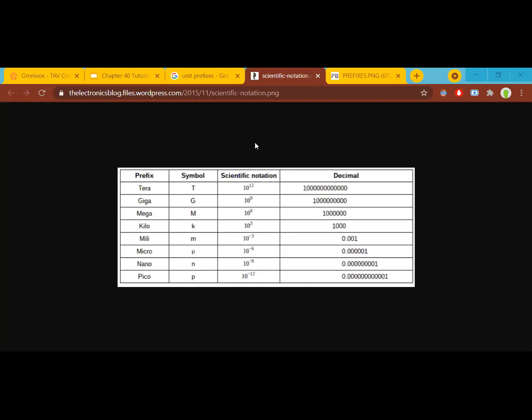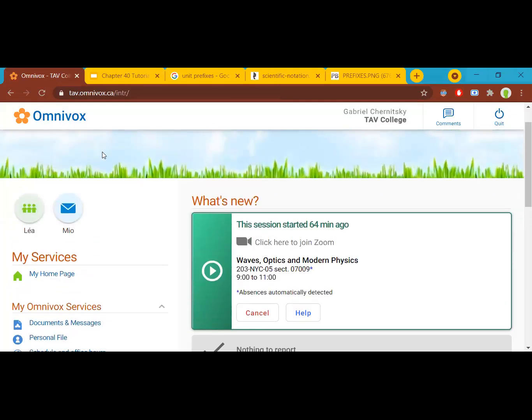If you keep studying physics and chemistry, you're going to save a lot of time if you can look at a unit and know exactly what it is in scientific notation. Having said all that, I'm just going to jump into the tutorial for today. It's already up on Omnibox, so you can follow along.